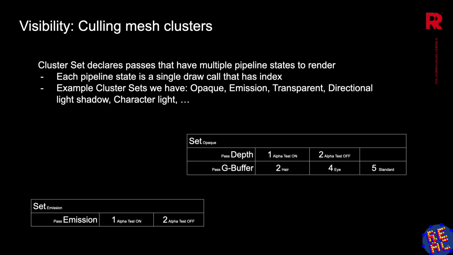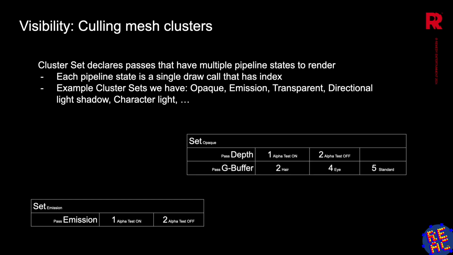To visualize what the cluster set, pass and bucket means, I have here two concrete setups to look at. Note that the setups seen here are simplification. In reality, we have a bit more complex configurations. Looking at the top one, you can see that the name of the set is opaque. This set is targeted to be used for filling pre-depth and later geometry buffer.